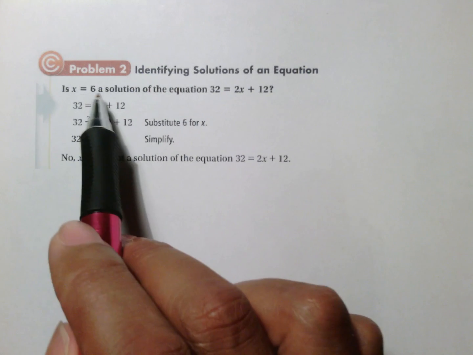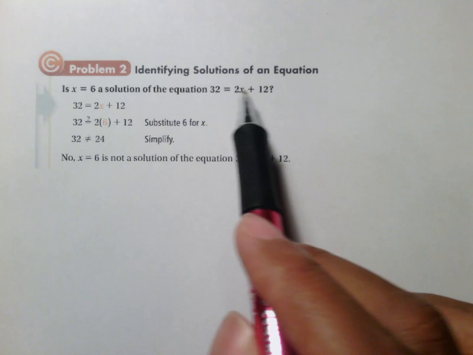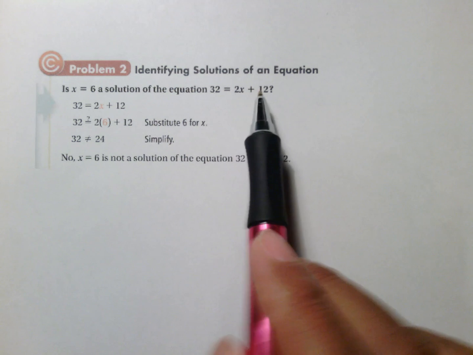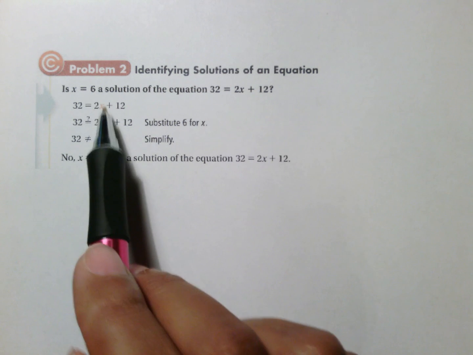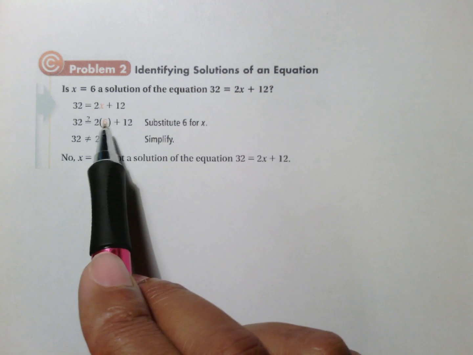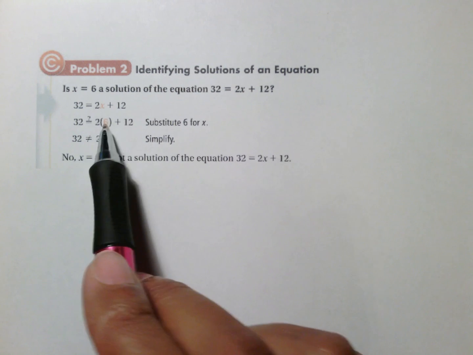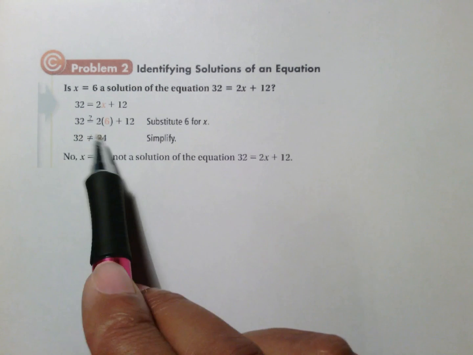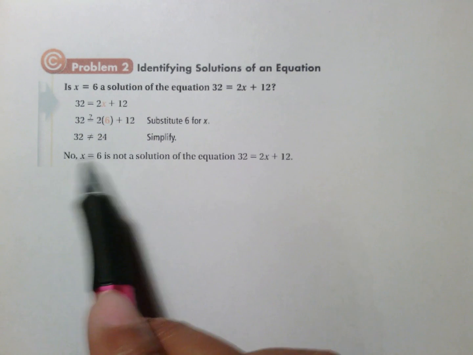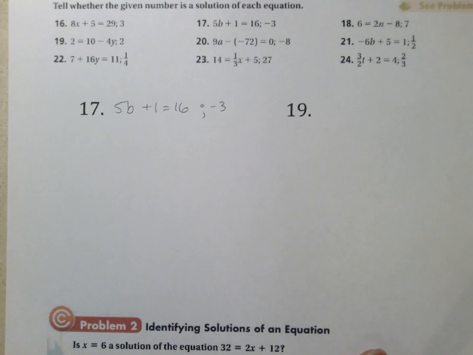It says, is x equals 6 a solution to the equation 32 equals 2x plus 12? Looks like they simply changed x into 6. 2 times 6 turned into 12. 12 plus 12 is 24. And since these two are not the same, it says no, it is not a solution. So it goes back to that true-false work that we just did earlier.